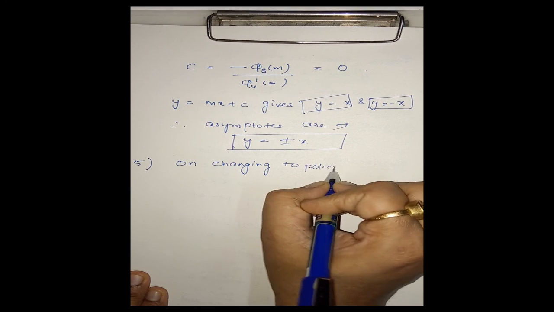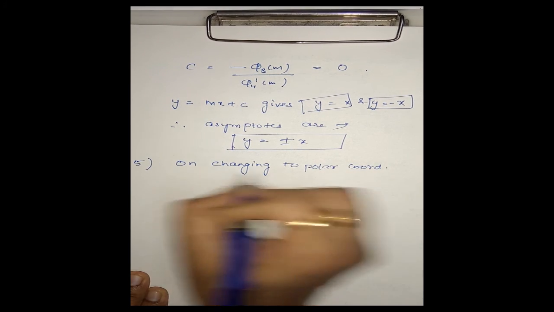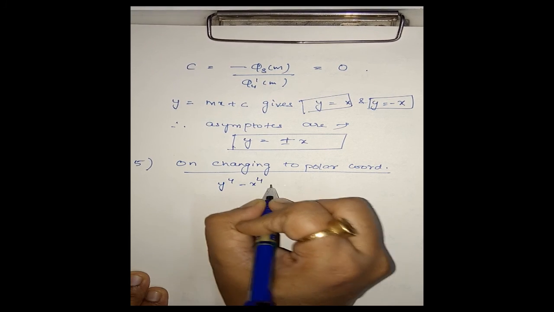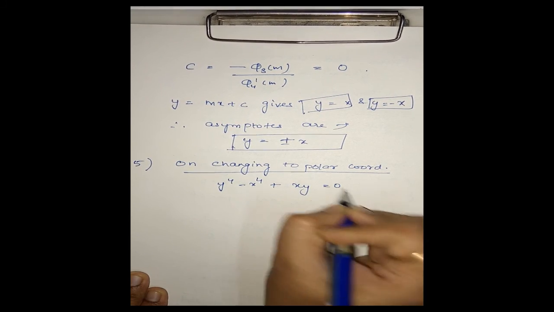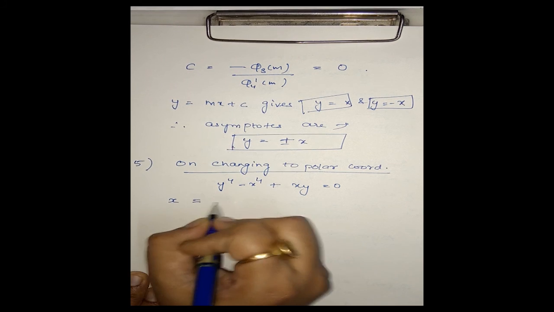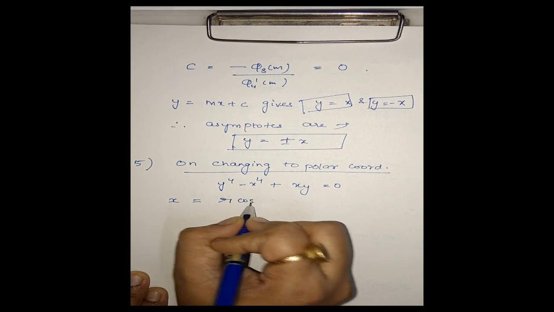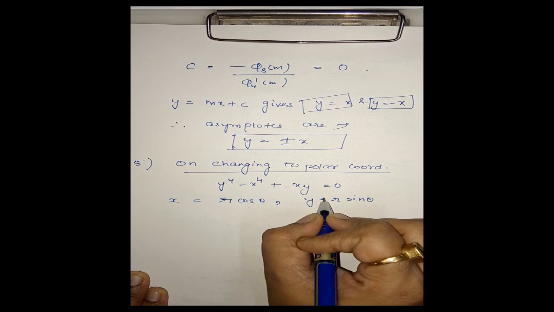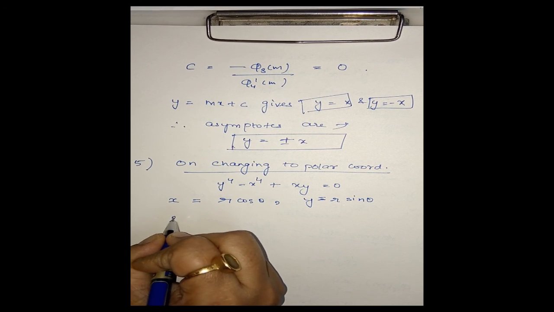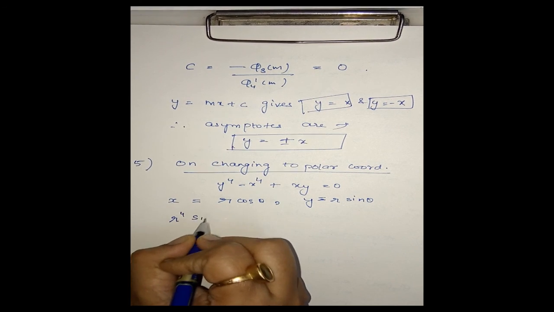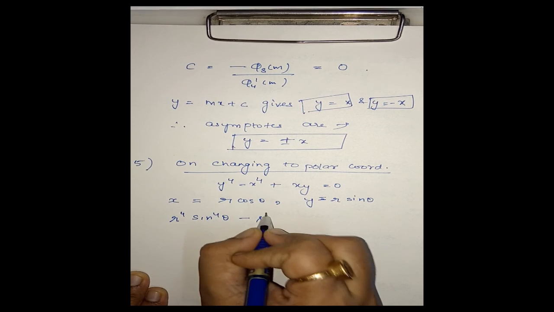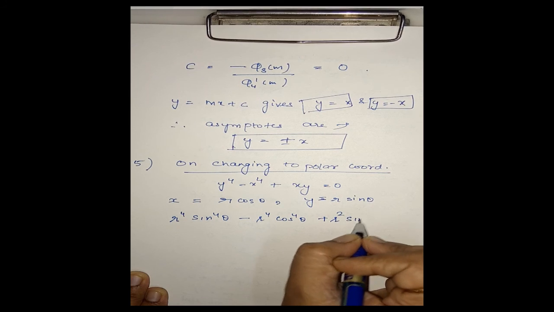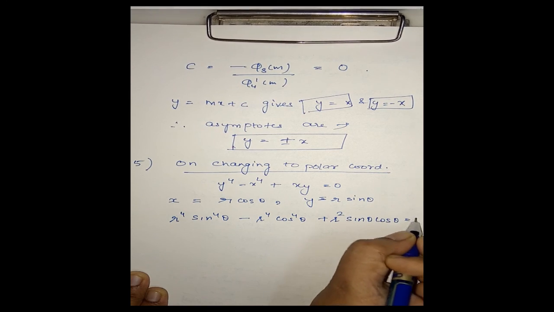Okay, on changing to polar coordinates, the equation is y⁴ − x⁴ + xy = 0. Now put x = r cos θ and y = r sin θ in this equation. We get r⁴ sin⁴θ − r⁴ cos⁴θ + r² sin θ cos θ = 0.